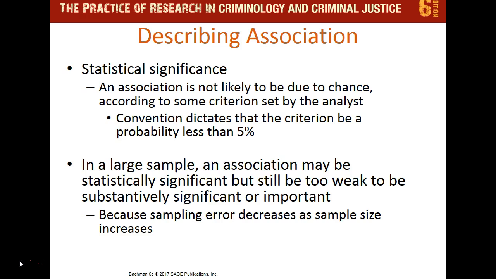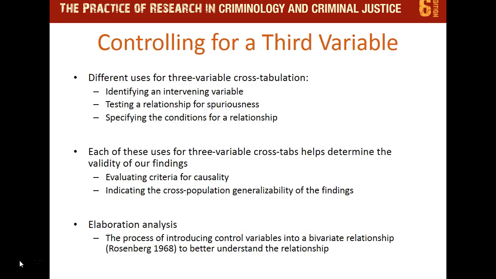In a large sample, an association may be statistically significant but still be too weak to be important. You'll see this with your own studies. If you were doing your own data analysis, sometimes you will find that it's statistically significant, but then your R value is so weak that it's not an important finding. But you still report all of that within your findings after you do your data analysis, which we're not doing in this class. So, controlling for a third variable, now we're looking at a little bit more intense analysis.